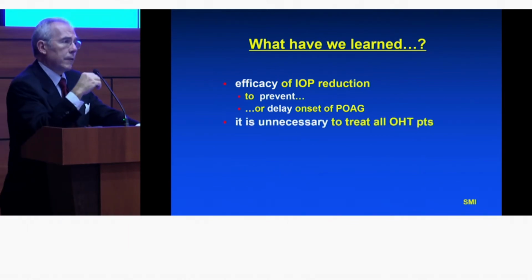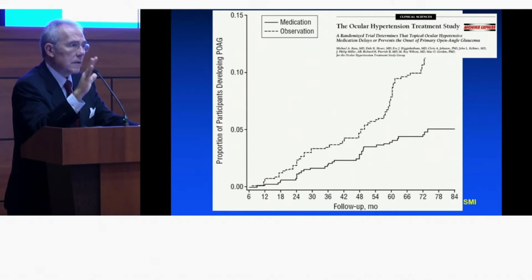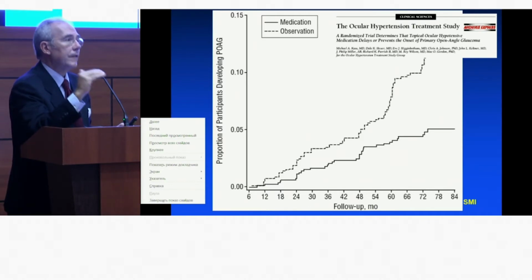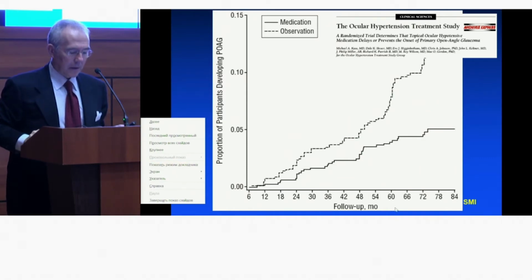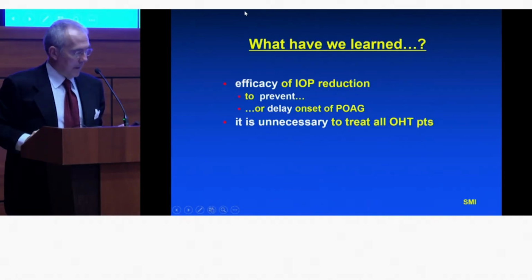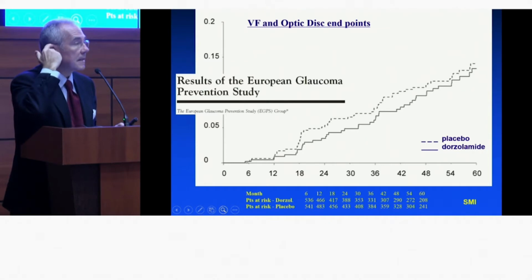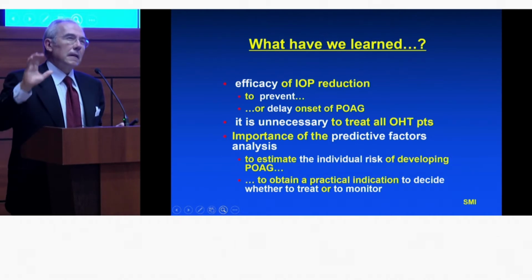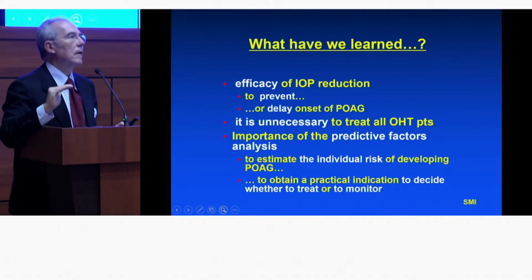Another issue that we have learned from these two studies is that for sure it is unnecessary to treat all our ocular hypertensive individuals. In the OHTS, after 5 years, about 10% of those patients who were not treated developed initial signs of glaucoma, very initial signs of glaucoma. Okay? In the EGPS, after 5 years, between 10-15% had the same outcome. So this means that for 5 years, at least 85-90% of these individuals will not develop glaucoma if they are not treated.